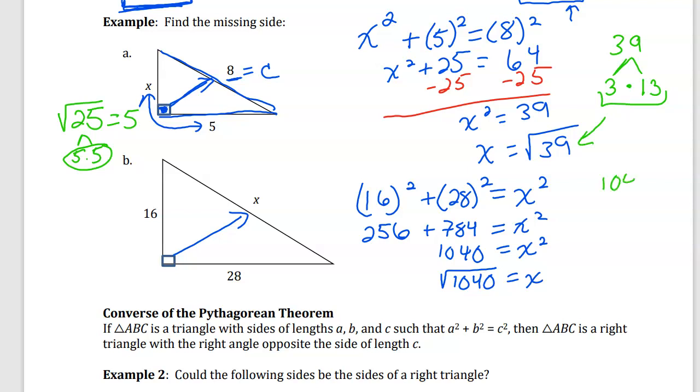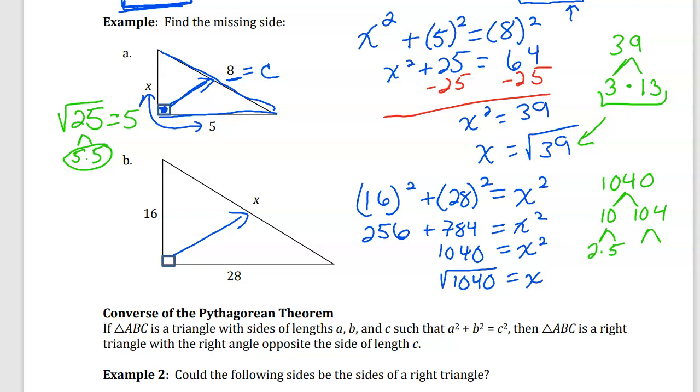1040, I can break down further. You can start, and if you don't know what you can break it down by, think about it. Okay, I can break it down by 10. It ends in a 0. So I can do 10 times 104. Okay, well, I know that 10 is 2 times 5.